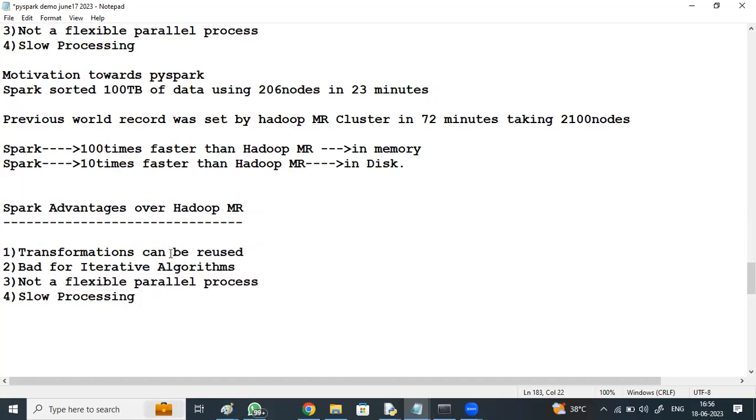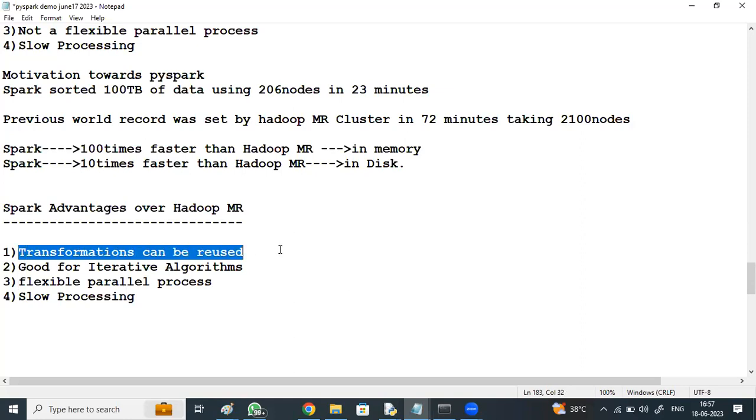Transformations can be reused. Good for iterative algorithms. Flexible parallel process. Here, we can control the parallel processing in Spark, but in Hadoop parallel processing can't be controlled. You cannot increase the parallel processing further, but in Spark, we can increase the parallel processing further, right? Transformations can be reused means yes. I'll show you an example of this.